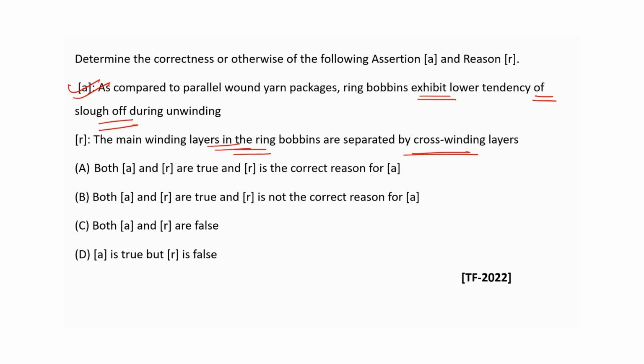The main winding layers in the ring bobbins are separated by a cross winding layer, because when the yarns are arranged in a cross winding layer, as you have seen during the flying of a kite, we wound yarns in a bobbin, generally typically in a cross winding layer. So during cross winding layers, the tendency of the defect becomes low. So the reason is quite simple, and this is the correct reason. So both the assertion and the reason are true, and R is the correct reason for assertion. So option A would be the right answer.